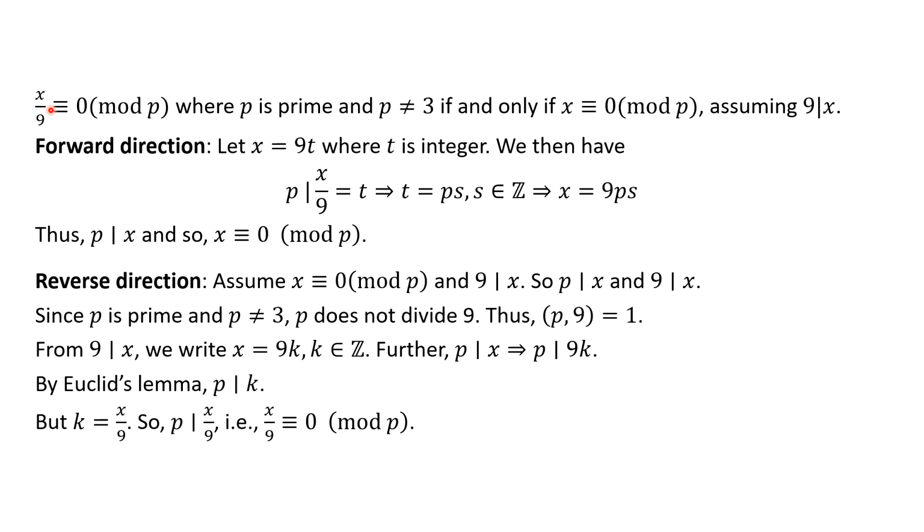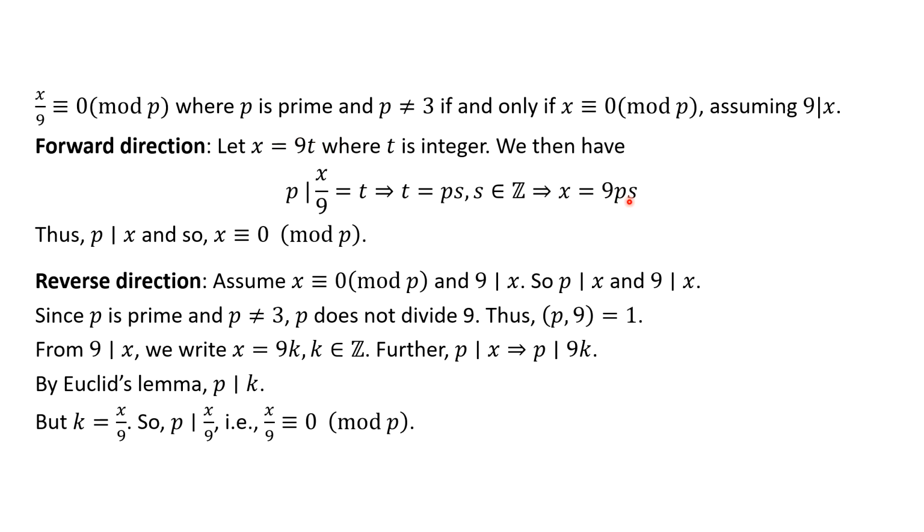And then we have that p divides x divided by 9 from this here. But then x divided by 9 is t. So in other words, if p divides t, t is a multiple of p. So we'll say it's p times s, where s is an integer. And then we just plug this in for t here, and we get x equals 9ps.